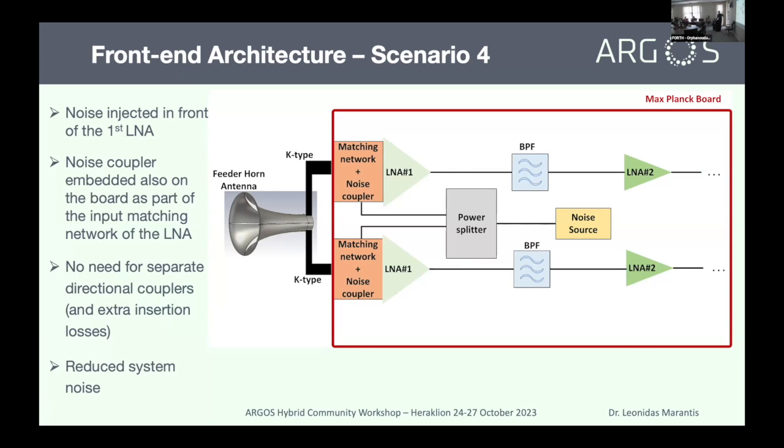No need for separate directional couplers, no need for extra cables, things like that. And then, of course, we have the two LNAs and the bandpass filter always at the middle of the two LNAs in order to eliminate the RFI frequencies. So these are a few front-end architecture scenarios that we have investigated. This is the last one, but currently I think we are going for this one.